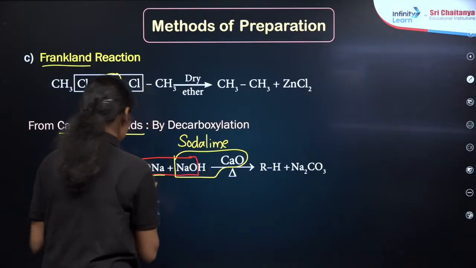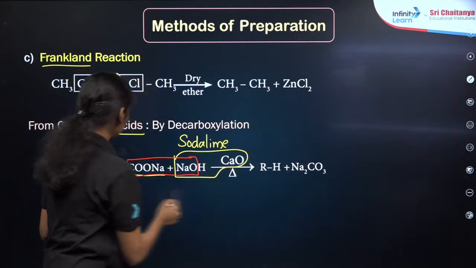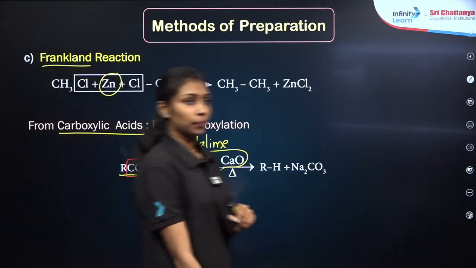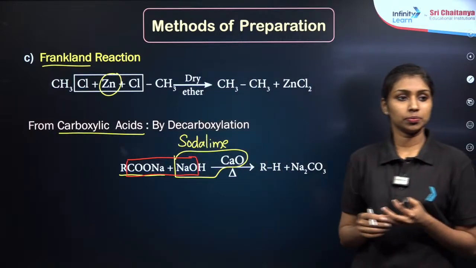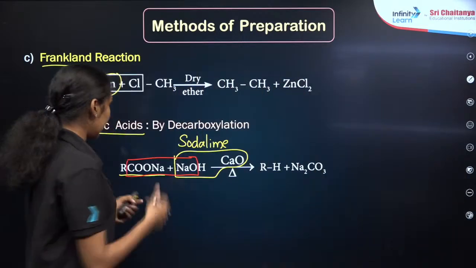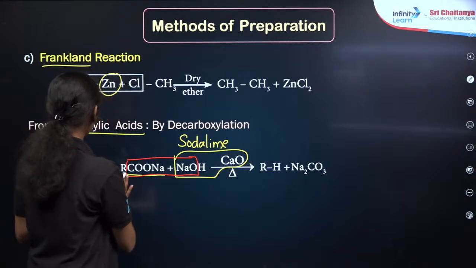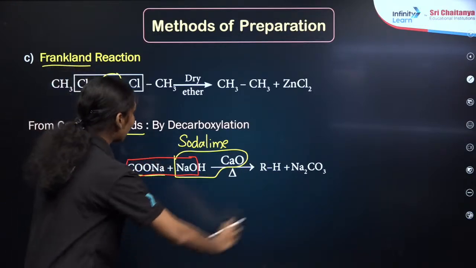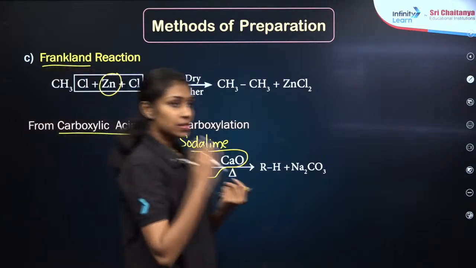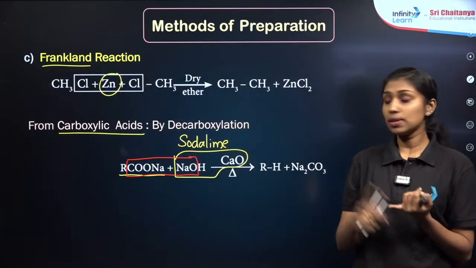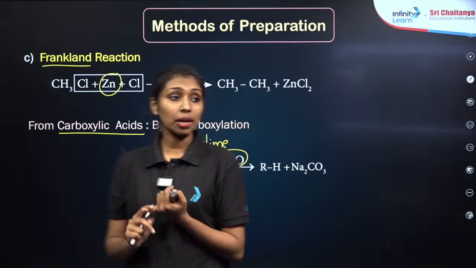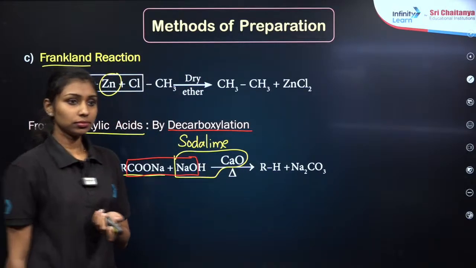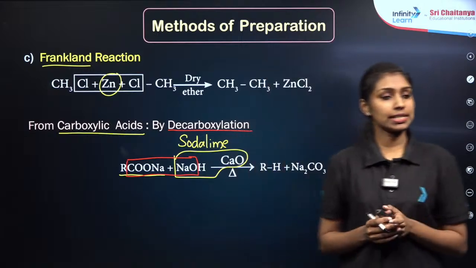It will break like this. Then it will form Na2CO3 plus RH. This is the reaction of the particular compound. Or we can say that here we are trying to eliminate the carbon dioxide molecule. So this method is known as decarboxylation. Is that clear?